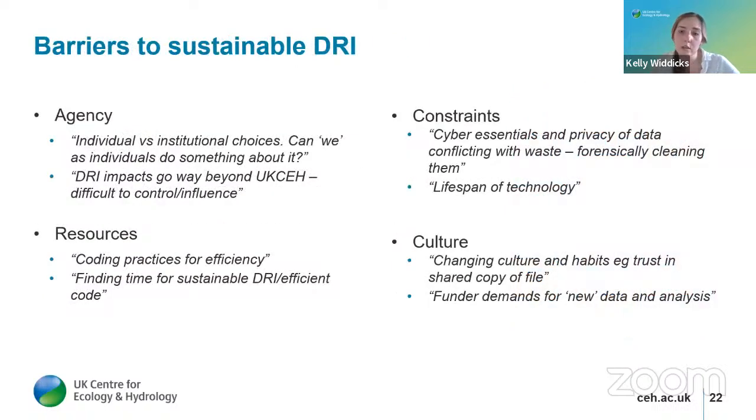And similar to those findings in ARINSRIT, in terms of the barriers for sustainable DRI, there were a lot of barriers discussed in the workshops, such as agency. So, how much can people actually do about this, especially as digital research infrastructure is managed externally to organisations. Secondly, on resources, including having that time and support for sustainable DRI. Thirdly, on constraints, from other aspects of technology that might counteract sustainability, such as lifespans of technology and also things like cyber essentials and waste. And then finally, on culture. So again, we've got funders that demand new data and analysis. How do these types of culture impact as a barrier to sustainable DRI?